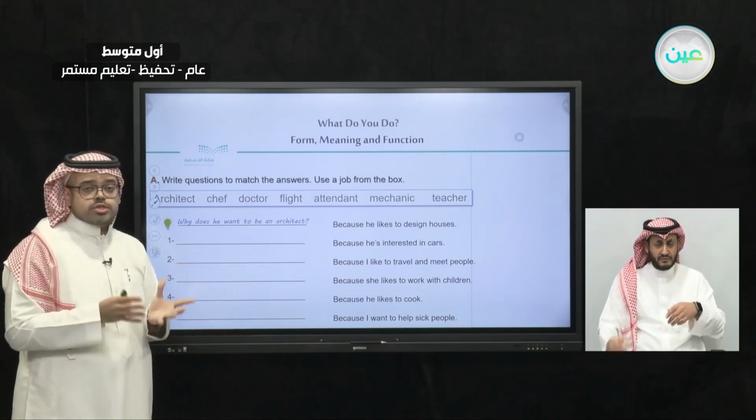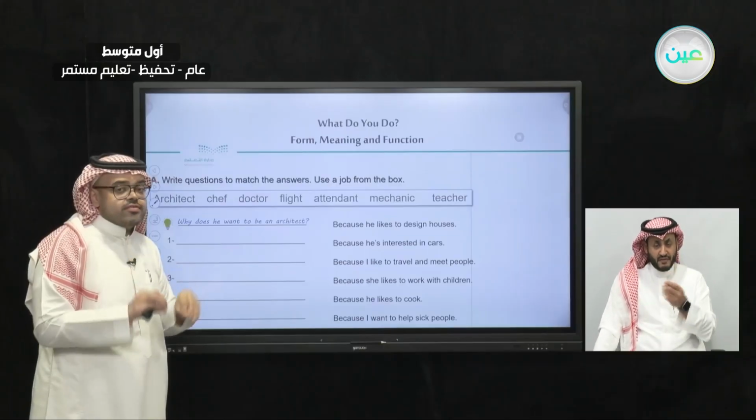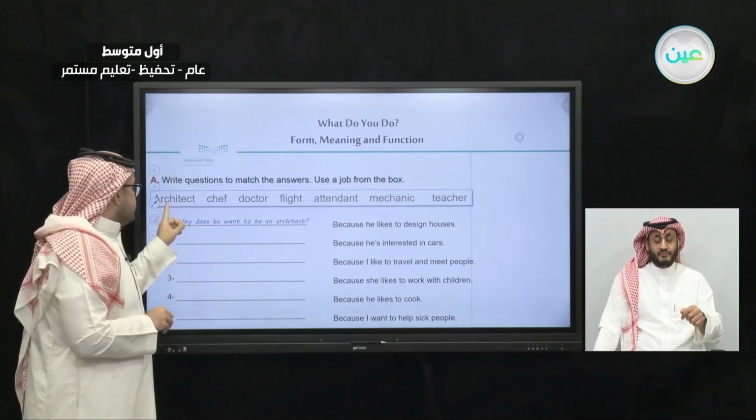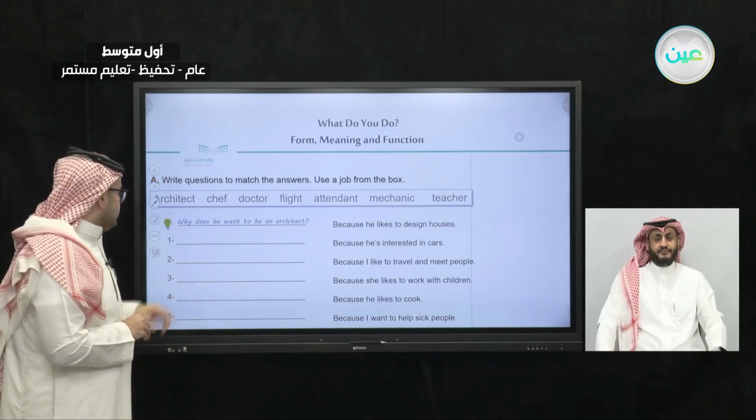So we'll make a question about this. We would say, why does he want to be an architect? And we can do the same with the rest of these sentences. We read the answer and see what activity is mentioned. And from this list, architect, chef, doctor, flight attendant, mechanic, teacher, we can choose the job and make a question like this one.